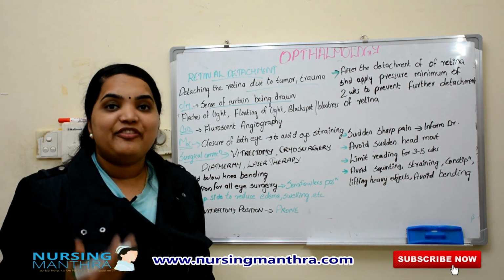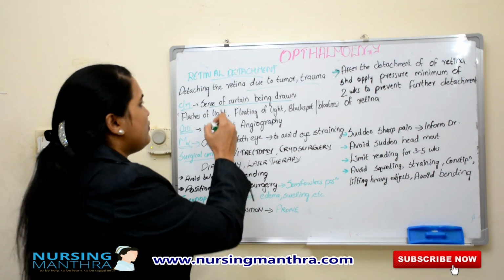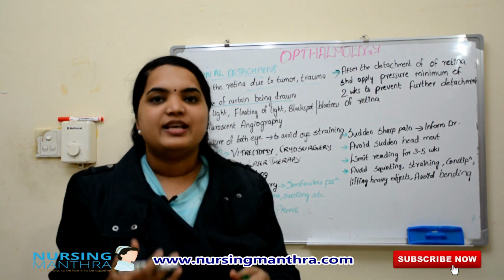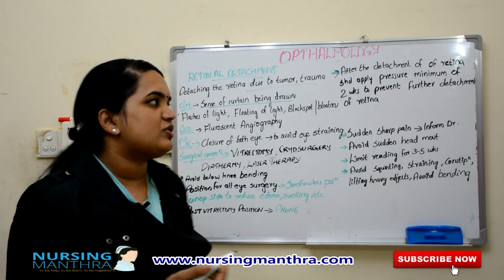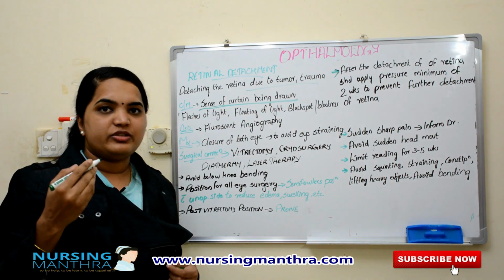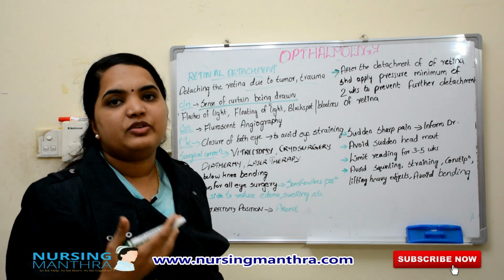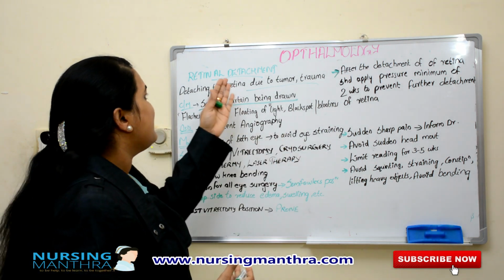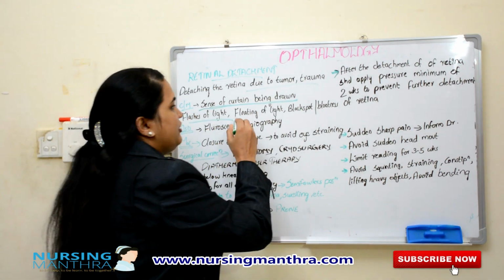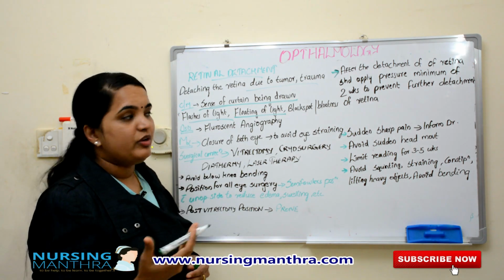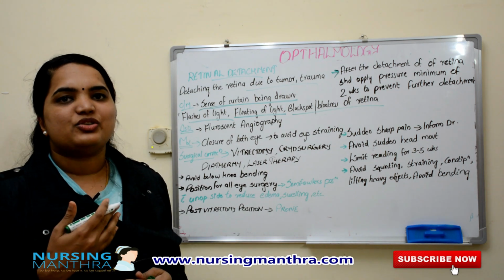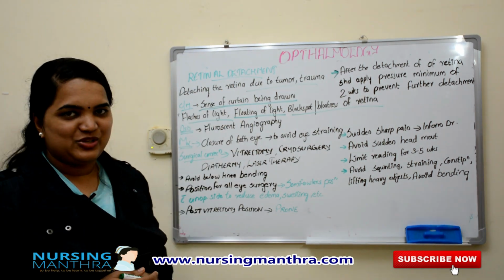So what are the clinical features for this? The clinical features will be a sense of a curtain being drawn. Some curtain is falling in front of you; that same feeling will be there. They usually ask this question: a sense of curtain being drawn is seen in which disease condition? It is retinal detachment. And flashes of light will be there, like floating lights, black spots, or bloatiness of the retina. These are all the clinical features which you can see in retinal detachment.